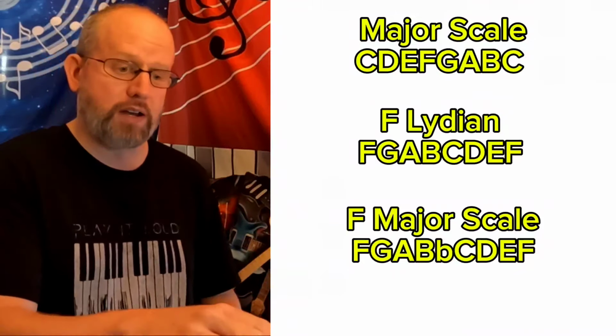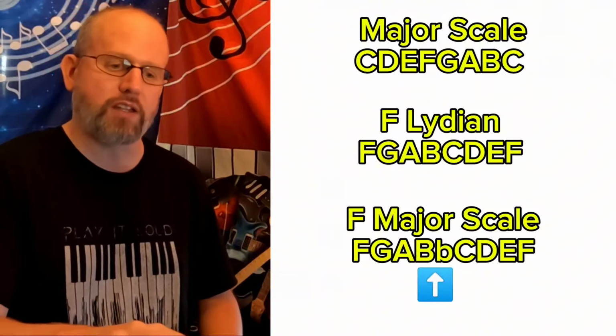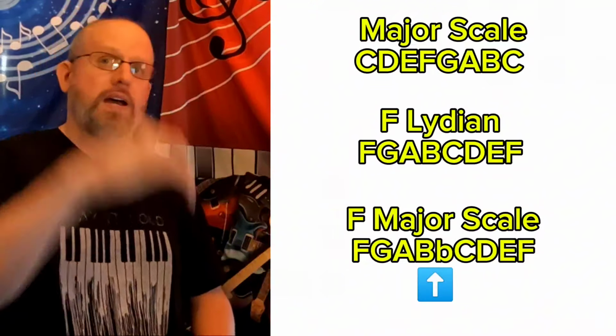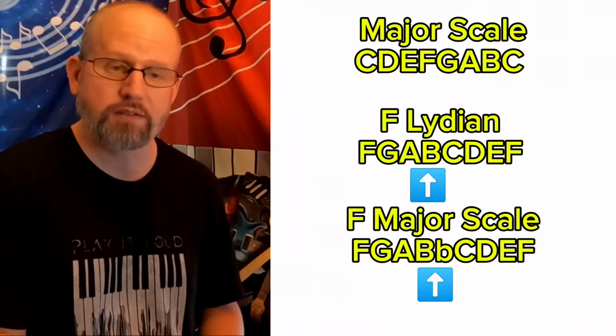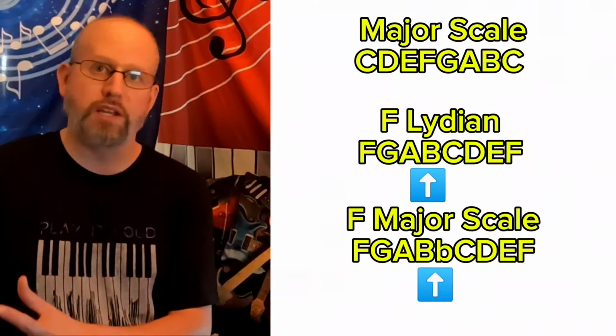And what's different about it is the B flat that's present in the F major scale gets brought up by a half step and made a B natural. And that is the only difference between the F major and the F Lydian.